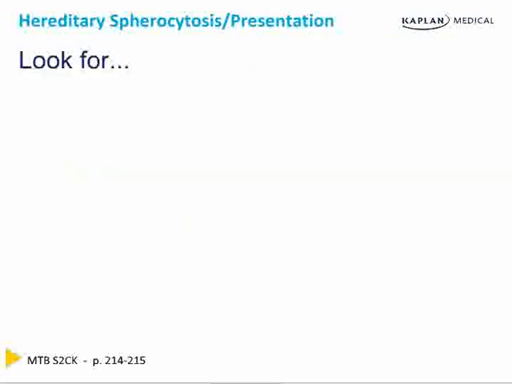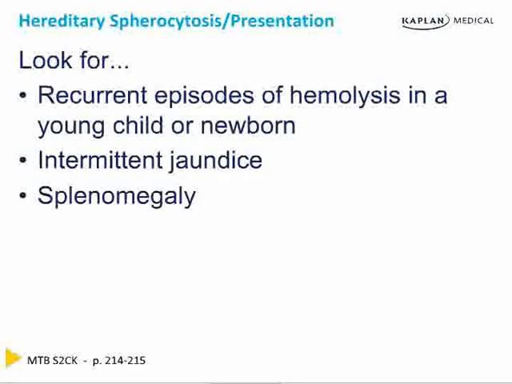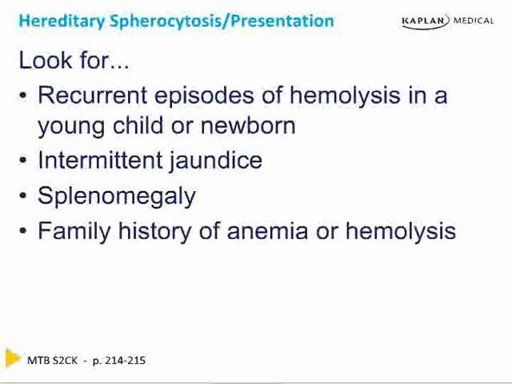What is the answer to the most likely diagnosis question, spherocytosis? You can look for recurrent episodes of hemolysis in a young child or a newborn. The patient has intermittent jaundice. They have a big spleen because that's where the cells are getting crunched up. And there's a family history, usually, of hemolysis and anemia, and bilirubin gallstones because there's a chronic hemolysis leading to chronically elevated levels of bilirubin.